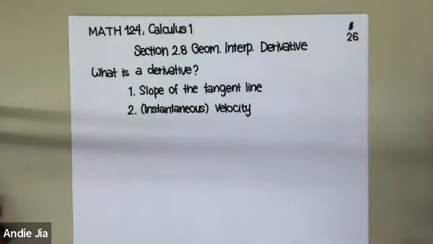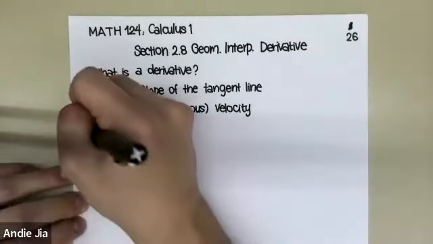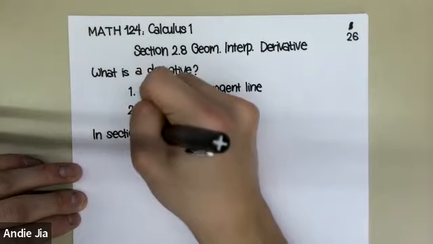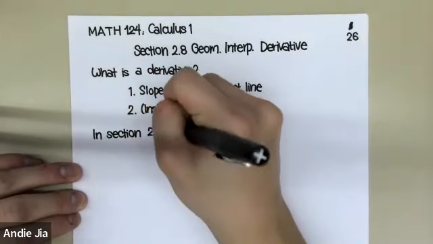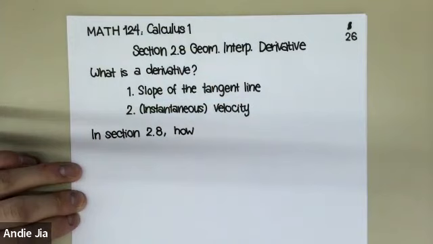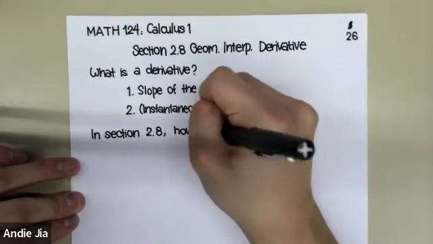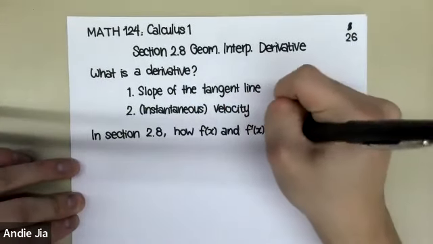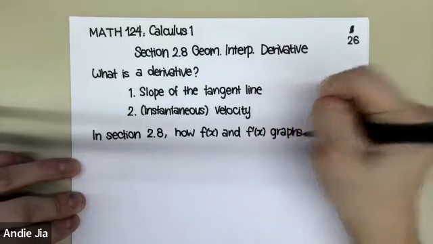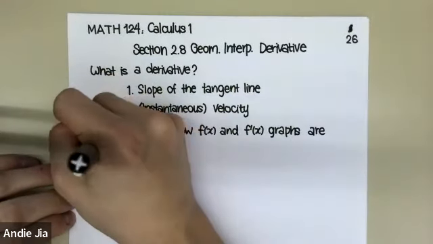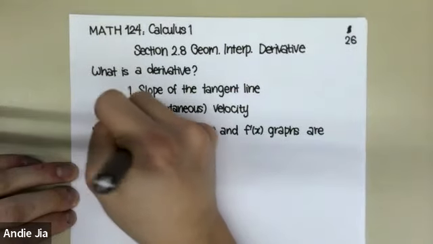For this, in 2.8, we can talk about the graphs of f of x and f prime of x, how they are correlated with each other, and how they affect the shape of each function.